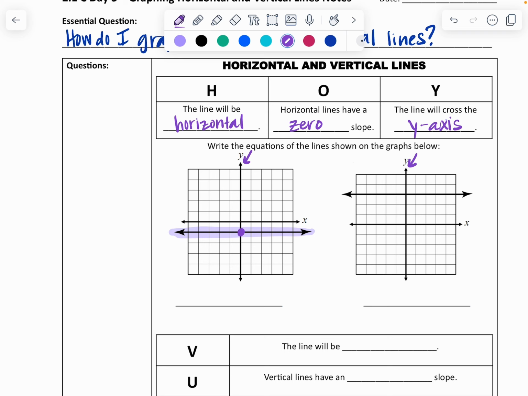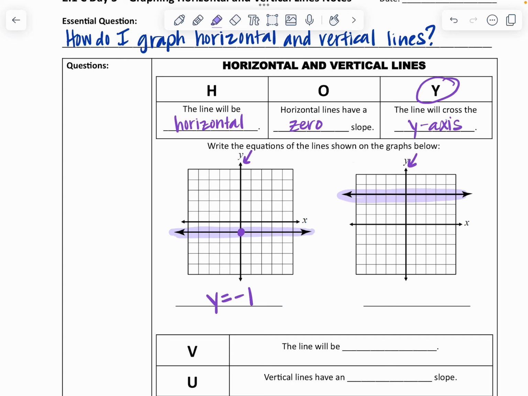So that point where the line crosses the y-axis tells you how to write your equation. You're going to remember to use y. So y equals -1 is the equation of that line. In my next graph, here's my line. This crosses the y-axis at +3. So my equation is y equals 3.